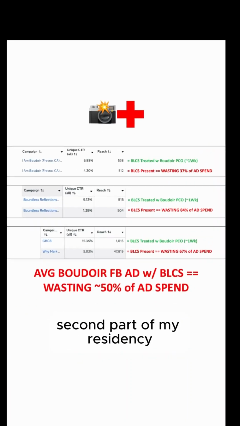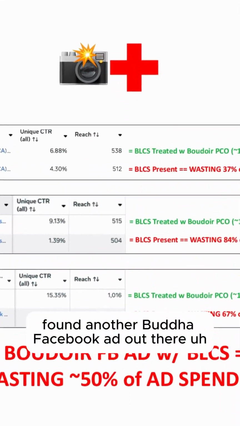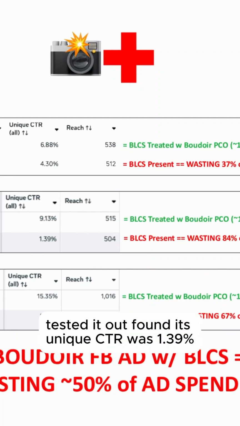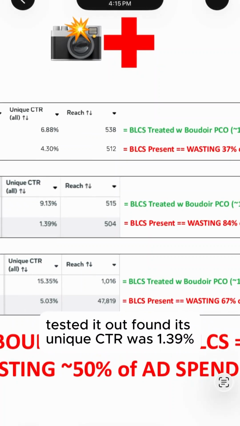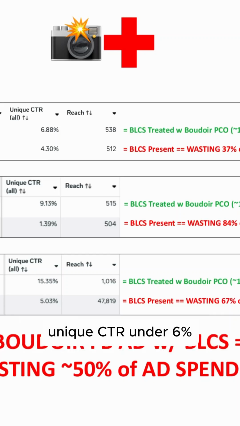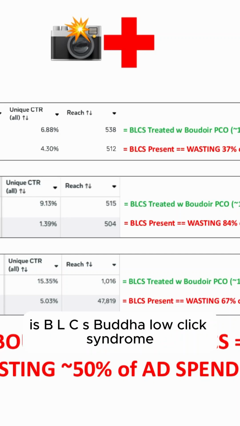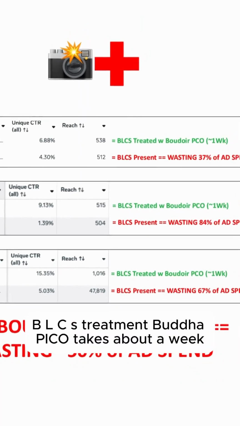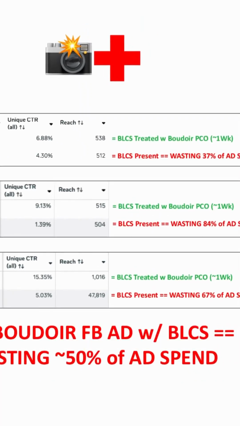All right, second part of my residency. I found another Boudoir Facebook ad out there in the marketplace, brought it to the hospital, and tested it out. Its unique CTR all was 1.39%. So we discovered that BLCS was present. Unique CTR all under 6% is BLCS, Boudoir low click syndrome, but we got the treatment for it. BLCS treatment with Boudoir Pico takes about a week.